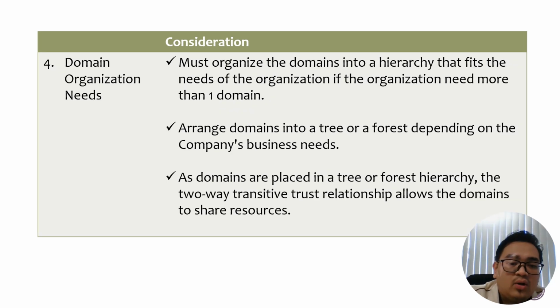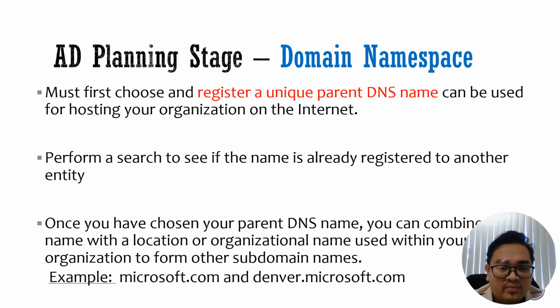Number four is domain organization needs. The things that must be considered: you must organize the domains into a hierarchy that fits the needs of the organization if the organization needs more than one domain. Second is to arrange domains into a tree or forest depending on the company business needs, and as the domains are placed in a tree or forest hierarchy, the two-way transitive trust allows the domains to share resources.